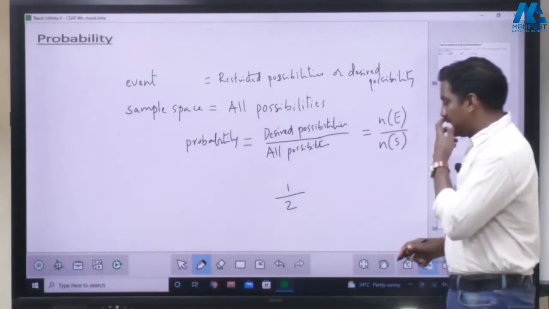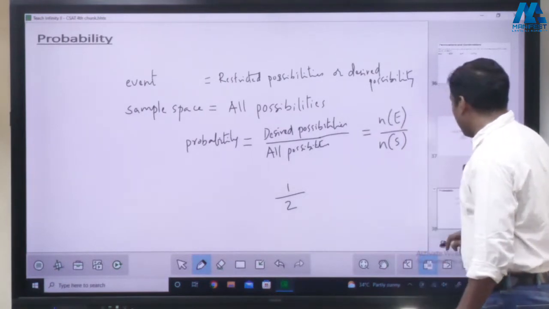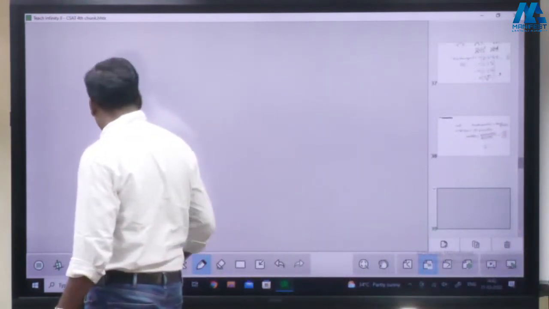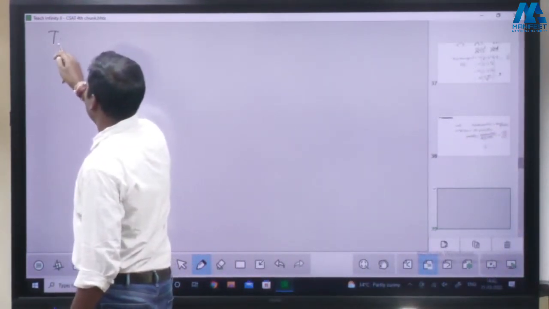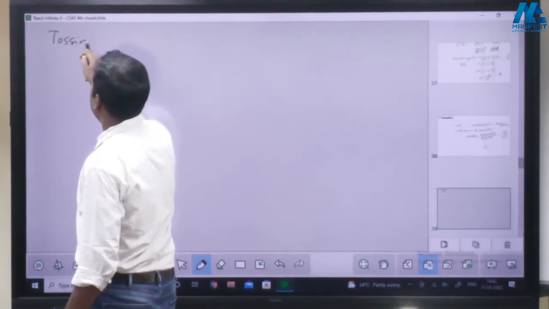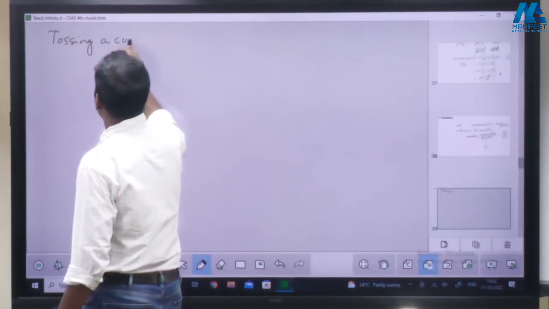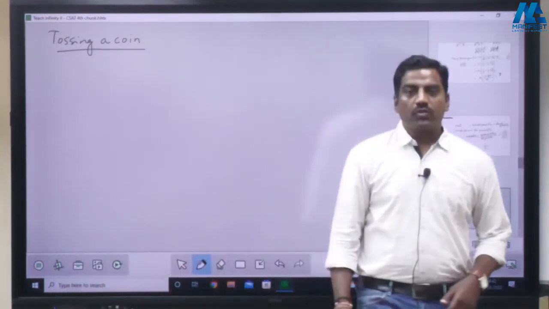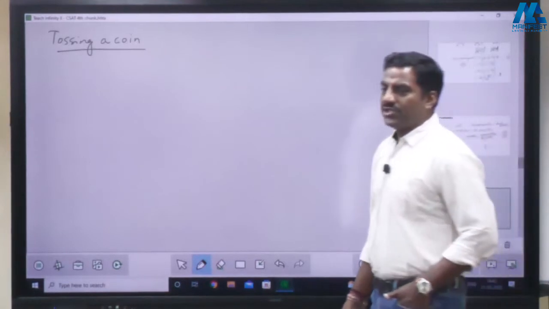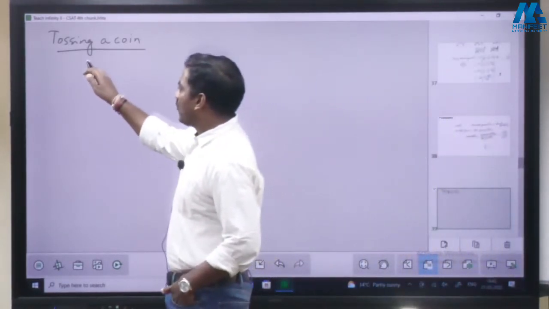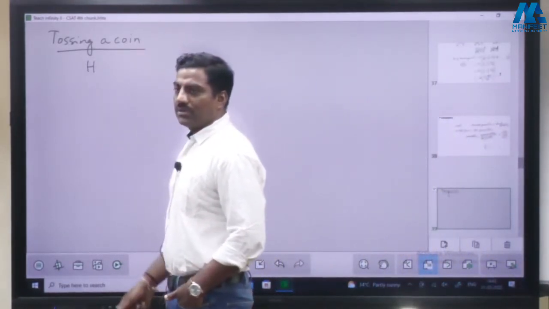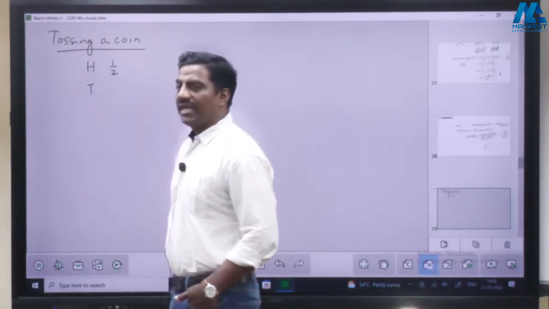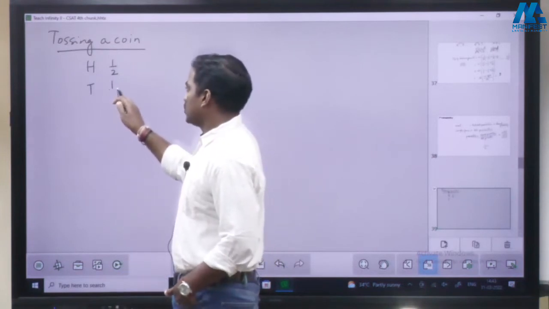Okay, so the first basic example that I start with is a coin, or tossing a coin. So when only one coin is tossed, what is the probability of getting heads? Half, no? What is the probability of getting tails? Sure?